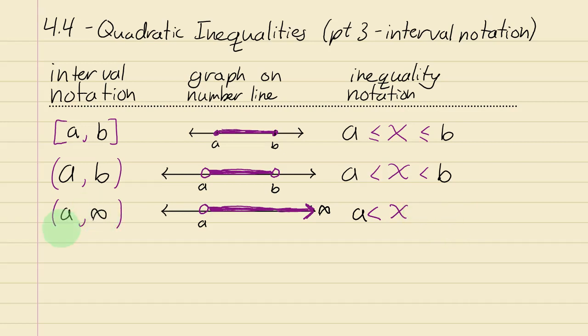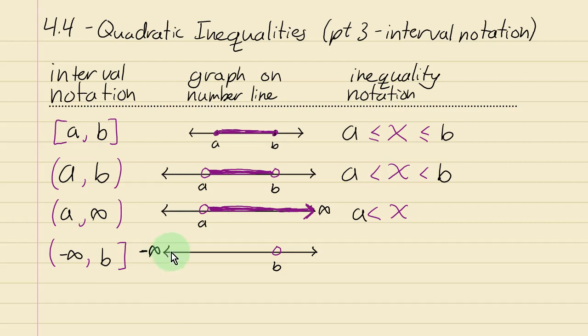All right, what if you have infinity on the other side? Well, that would mean you have to talk about all numbers greater than infinity. And in order for that to make any sense, this would have to be a negative infinity out here. And then you could have a number b here. What this looks like on a number line is as follows.